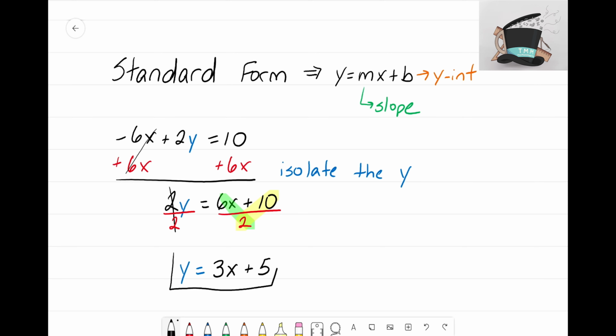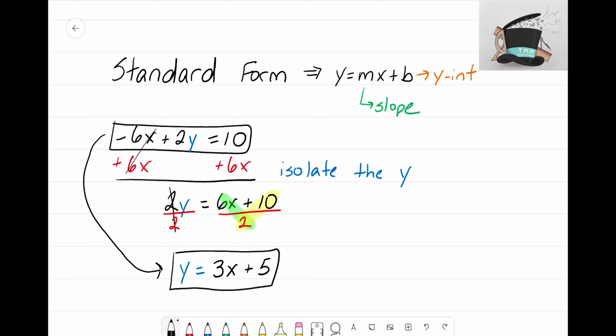So what we've done is we've taken our original equation that was in standard form, and all we really did was move the other terms to the right side. So now I have it in y equals mx plus b form. We didn't change the equation at all. The values aren't changing, just the way it looks has changed.